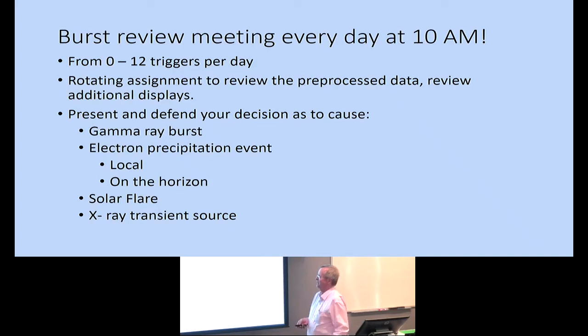So every morning we'd come in. On weekends we did some processing for home, but we didn't report it until the following Monday. We had anywhere from 0 to 12 triggers in a day, very rarely none. Each time, somebody was assigned to take the pre-processed data, run additional analyses, and come up with an estimate: was this a gamma ray burst or not?